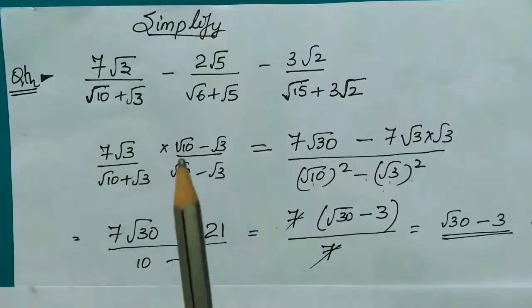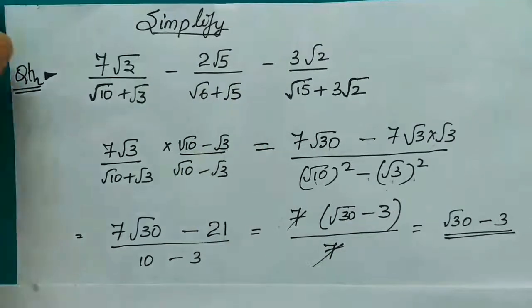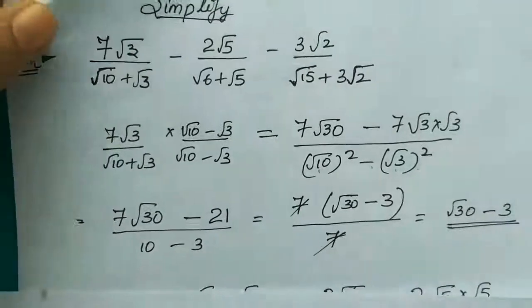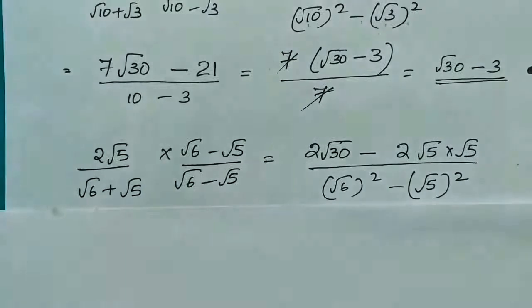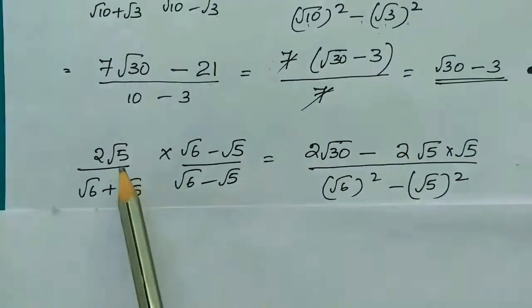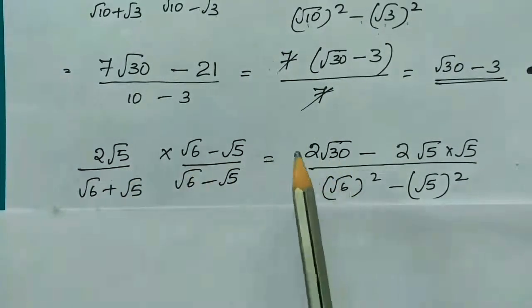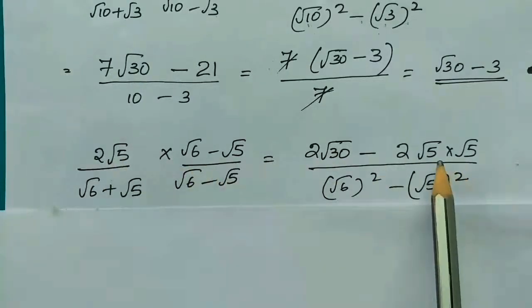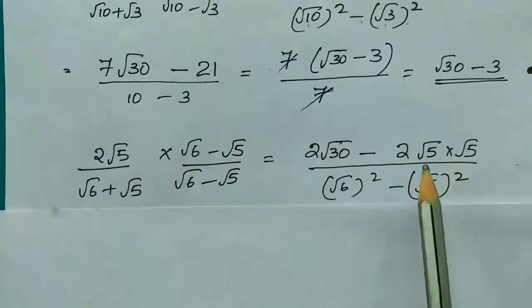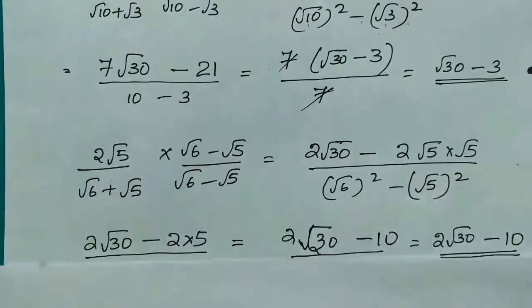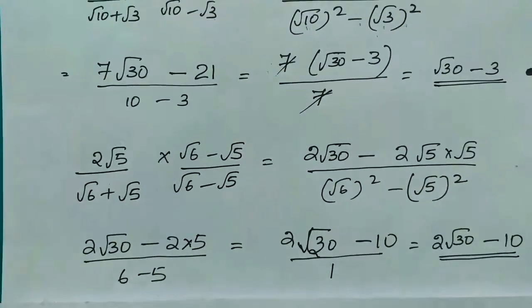Similarly, for 2 root 5 by root 6 plus root 5, you have to take the conjugate again. After taking the conjugate, I get root 5 into root 6 is root 30, and 2 root 5 into root 5 is 2 into 5, which is 10. So what you get here is 2 root 30 minus 10 by 6 minus 5.